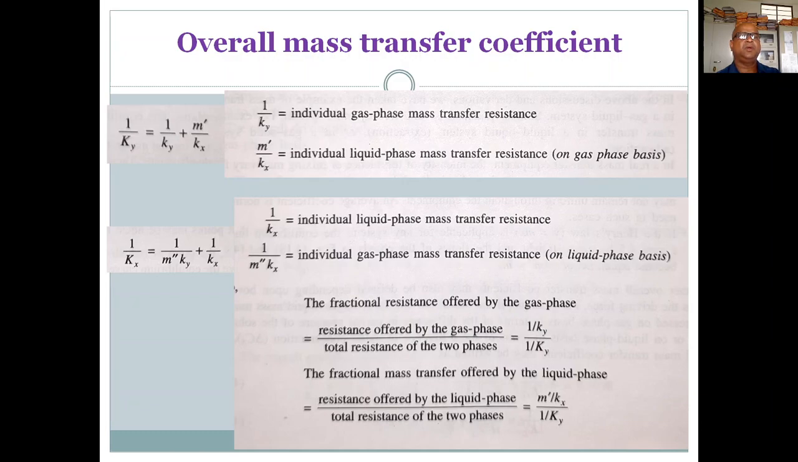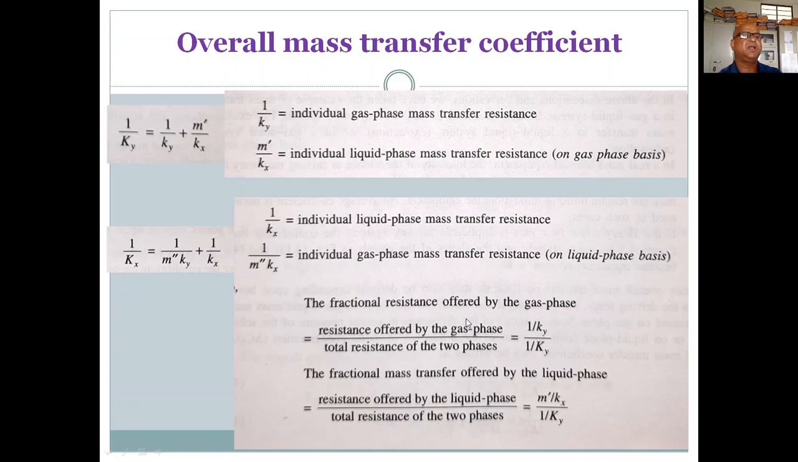Now you understand, when two phases are in contact, there are two boundary layers. One is from the gas phase side, another is from the liquid phase side. So the resistance is coming from both. When there is a boundary layer, there will be resistance, and at the interface we assume the resistance is 0. So two resistances are there: one is gas phase side resistance, one is liquid phase side.